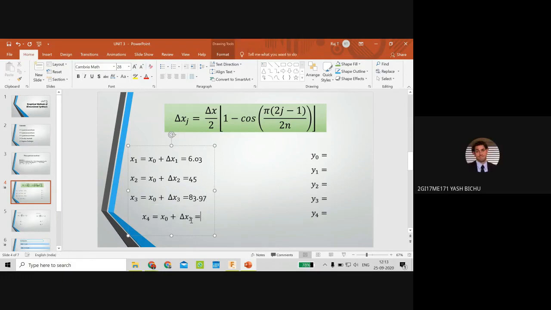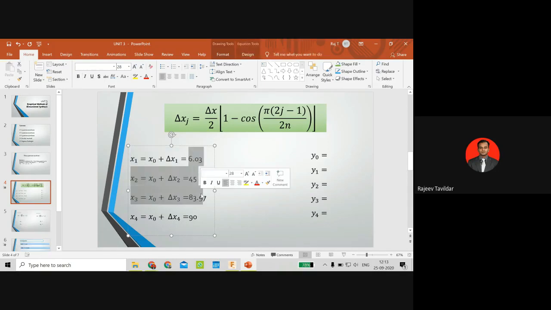So you said only 3 points, right? I said only 3, but what will be x4 by default? It will be 90. Why 90? Because x0 and x4 are the two extreme points. So x0 will be 0 and x4 will be 90. That is the range of x. In between this, we have these three precision points. So no need to calculate x4, you will directly get it as 90.